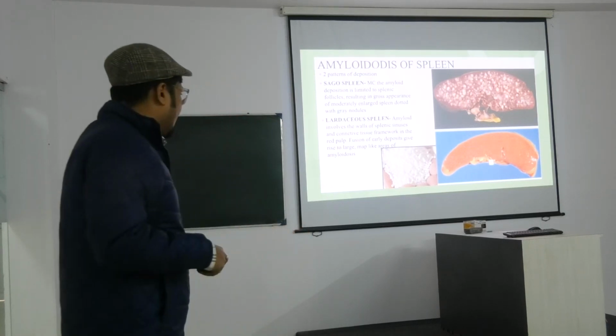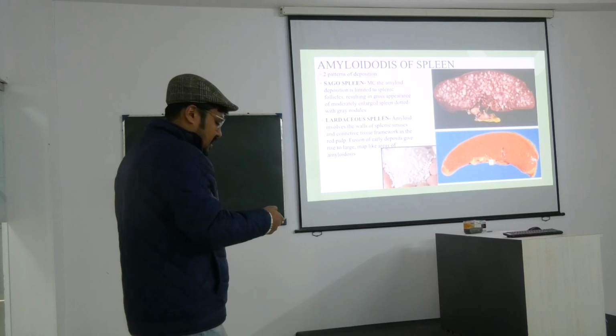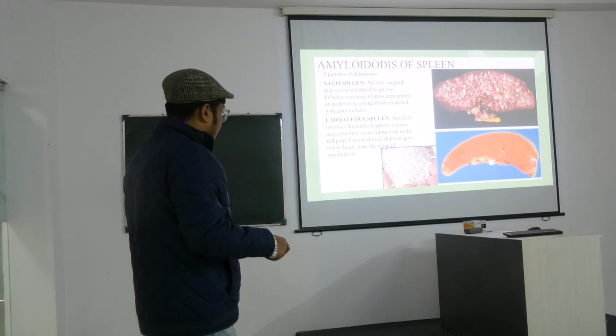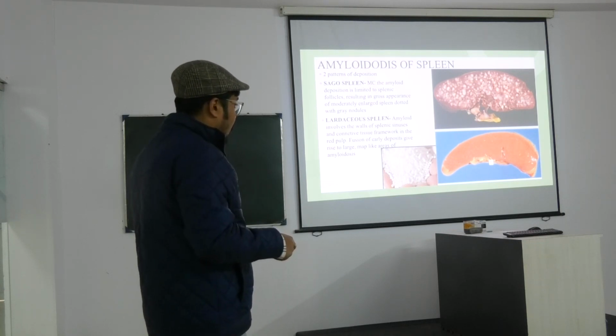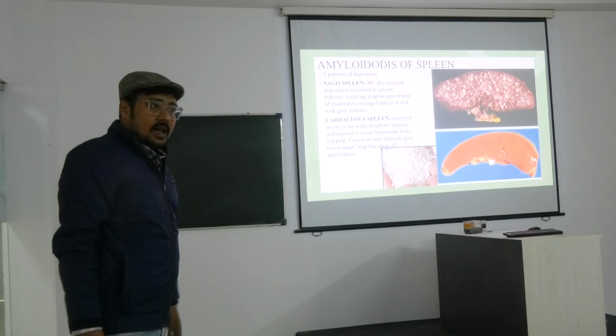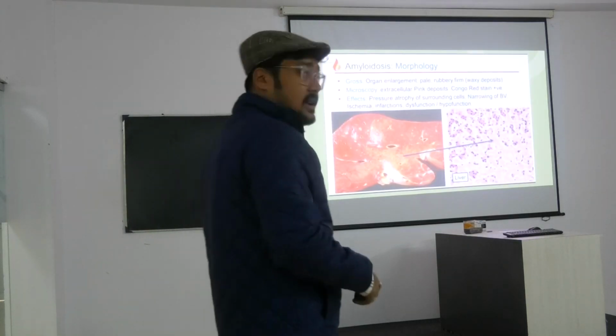Map-like areas in amyloidosis. In Lardaceous spleen, amyloid is deposited like a geographical distribution around the boundary border. Okay, everybody. So going to the next slide.